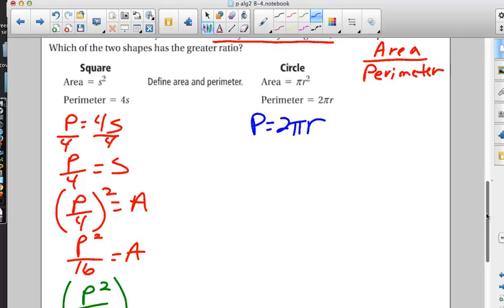Now we need to think. We want P in the area formula. We're going to have to substitute for something so we can get P's into the area formula. What do we need to solve for? Yeah, we got to solve for R. So there's our R. Now think about what we did before. What do we need to do with that? Plug it into the area formula.